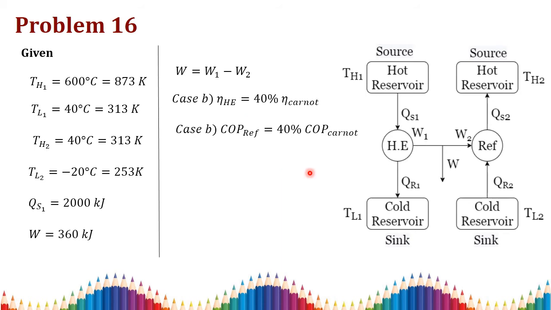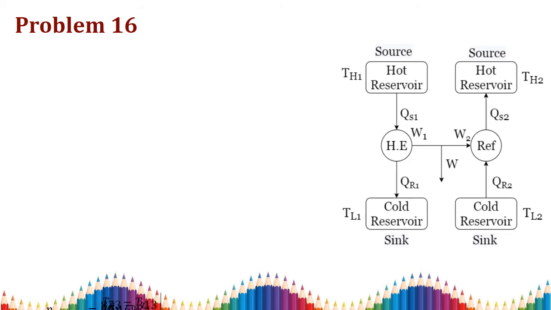So in the first case B, you consider case B, again you have to find the values for all of these. In case A we need to find QR1 plus QS2 at the 40 degree Celsius reservoir. Then we need to reconsider these equations, that is the efficiency of the heat engine is 40% of the Carnot efficiency. In the first case we didn't consider only the 40% efficiency, we considered it 100% efficient, like Carnot efficiency. Further we have to assume it is 40% efficient for the heat engine as well as the refrigerator.